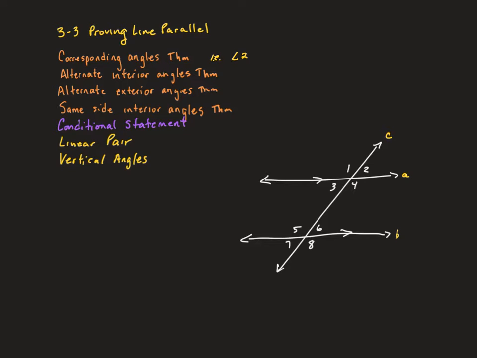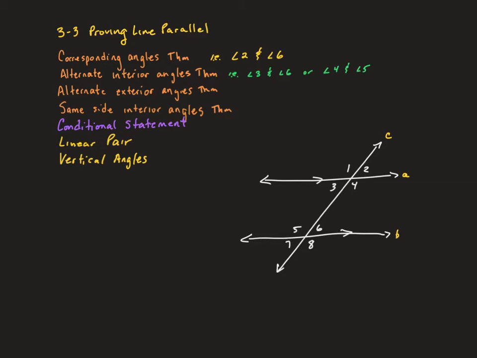Angle 2 and angle 6 are corresponding angles. They are in the same orientation. Alternate interior angles: when we're talking about interior angles, we're talking about inside my two parallel lines and alternating sides. So angle 3 and angle 6 would be alternate interior angles, and also 5 and 4 would be alternate interior angles.